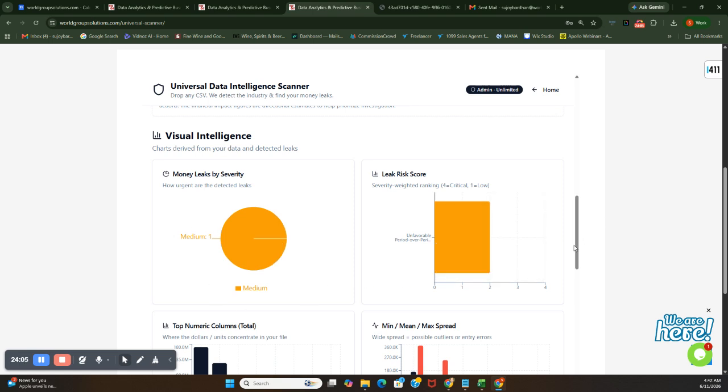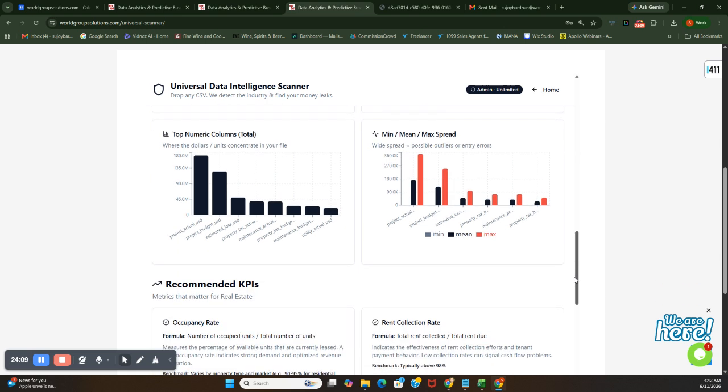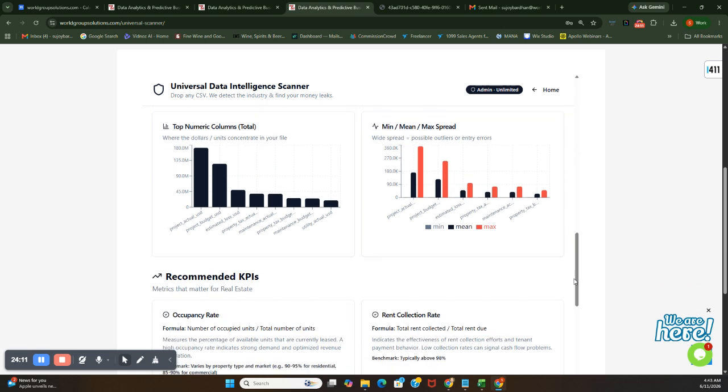A leak risk score. There are so many things you're looking at, right? Top numeric column totals. Where are the possibilities of these? The highest one looks like in this case is project actual and then project budget.